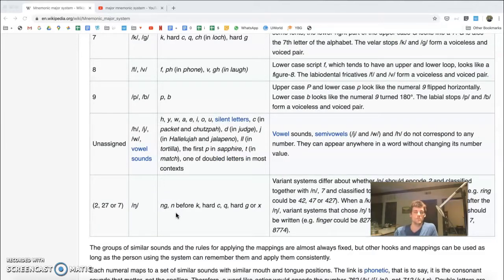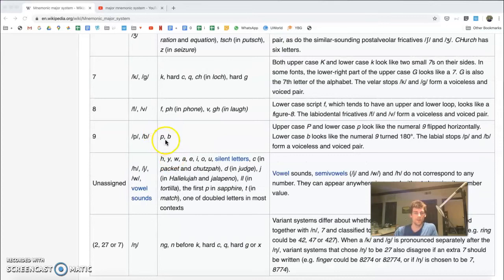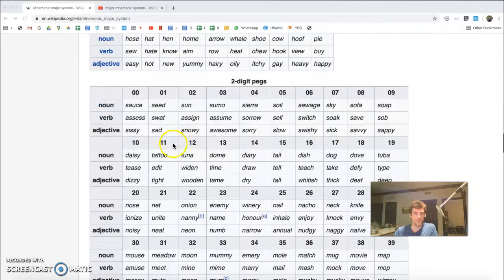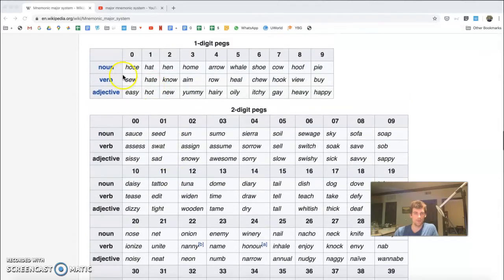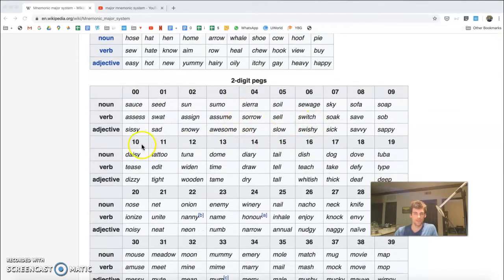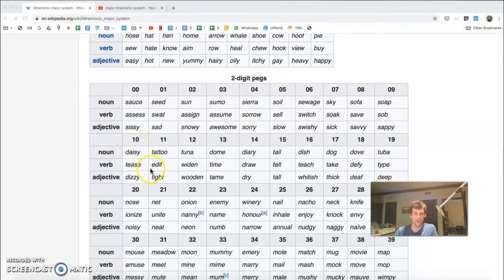Because what happens is, say you memorize all of these different things, okay, so we'll go down. This is the 2-digit pegs. So I would recommend just remembering the ones I have on my sheet, 0 through 9 or 1 through 9, and then the pegs 10 through 99, because a lot of times, at least I don't really see zeros as the starting number.